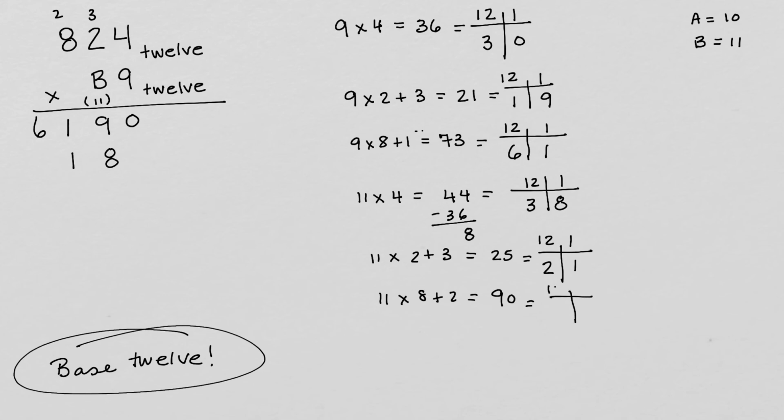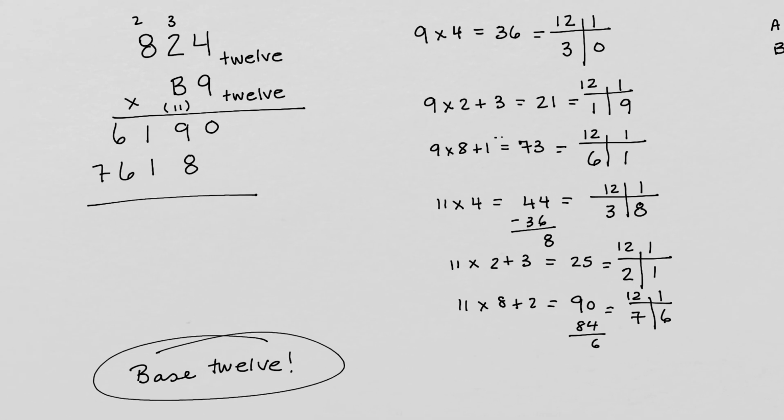And what would that be in base 12? Let's see. 7 times 12 is 84, so we're going to have 7 twelves and 6 left over. So that's a 6, that's a 7. Boom. Okay.